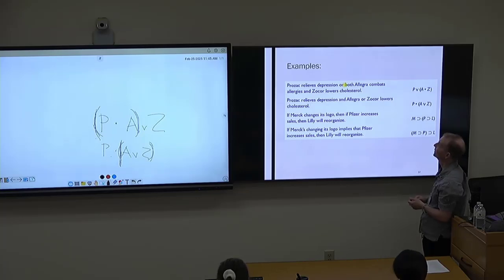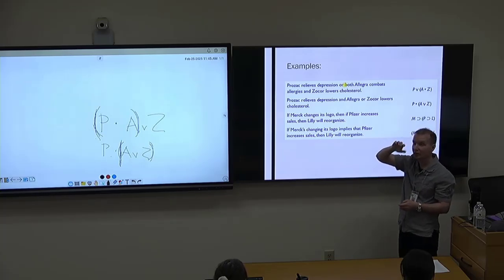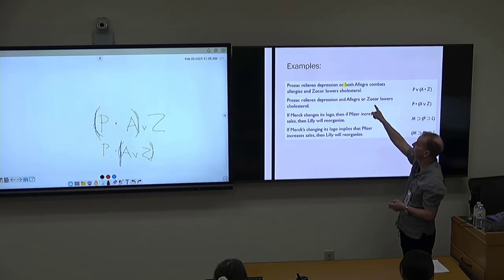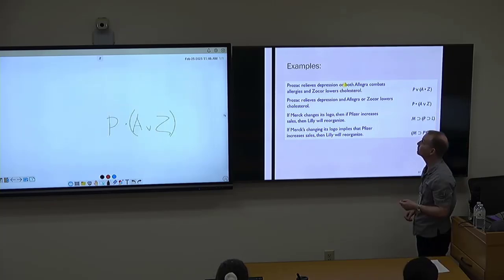Now how about this? Prozac relieves depression and Allegra or Zucker lowers cholesterol. Well, one way to figure out, they clearly are putting Allegra and Zucker together, right? You can see, because instead of saying Allegra combats cholesterol or Zucker lowers cholesterol, they say Allegra or Zucker. So that is in parentheses.